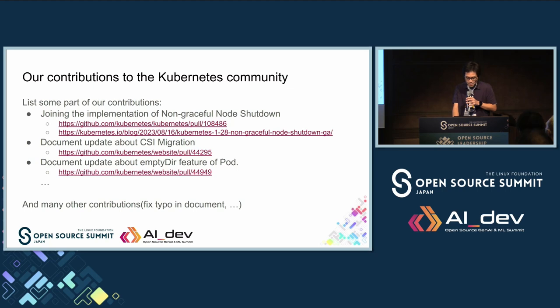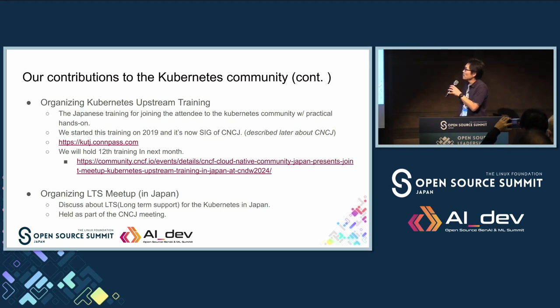Furthermore, we are engaged in activities beyond contributions to code and documentation. That is these two items. We have been involved in promoting the Japanese OSS community through Kubernetes Upstream training, first one. And Kubernetes Upstream training is the Japanese training for joining attendees to the Kubernetes community with practical hands-on. We started this training in 2019. And it's now a part of CNCJ. I will explain CNCJ next week. And we will hold 12 trainings next month in Cloud Native Days Winter.